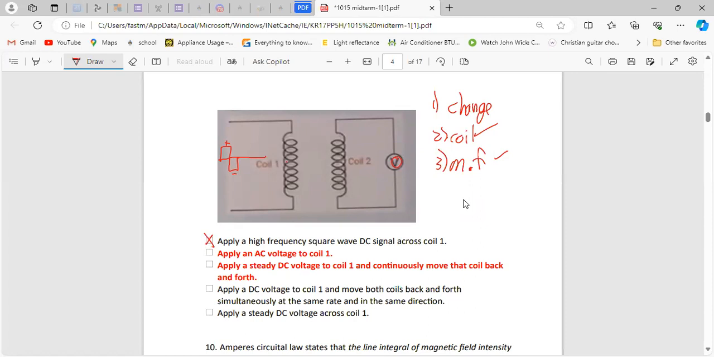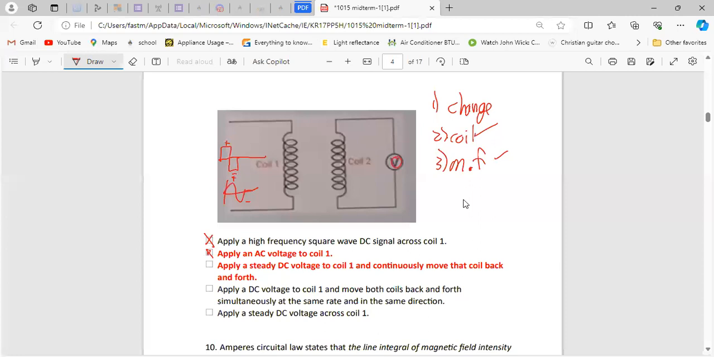If you apply AC voltage to coil one, that is perfect, everything's nice, so we have a change. If I apply AC to coil one, you should get a voltage, because remember, the direction switches constantly. And if it's switching constantly, you have a voltage being induced in the coil. So this one, I don't think so.